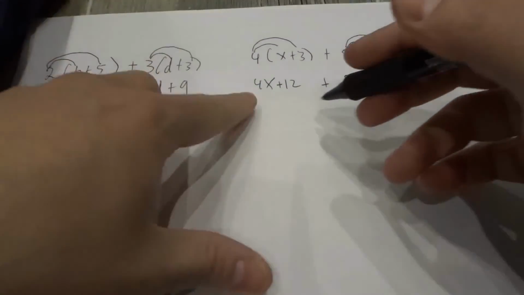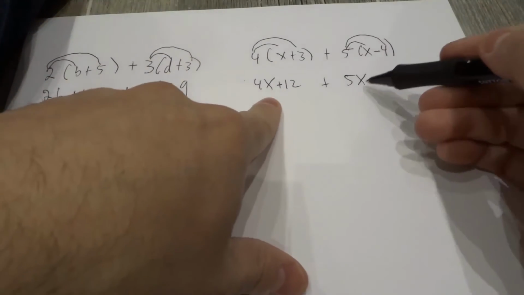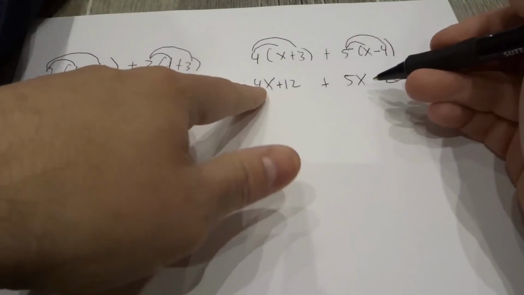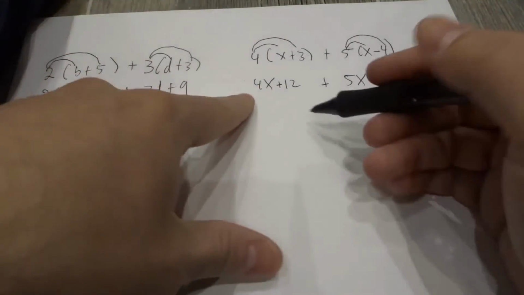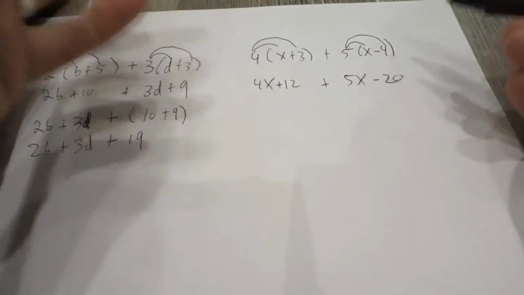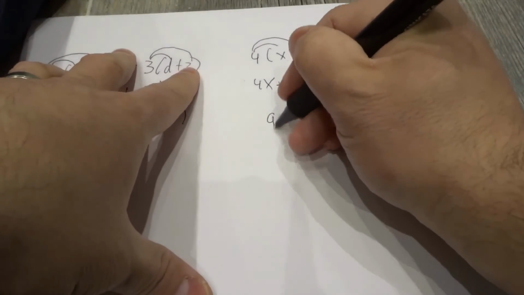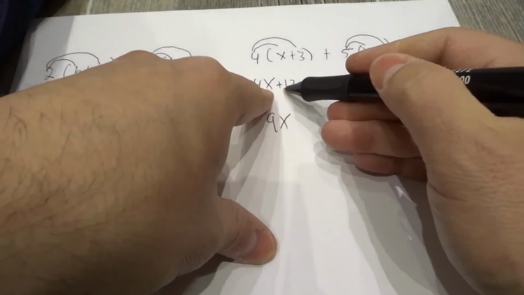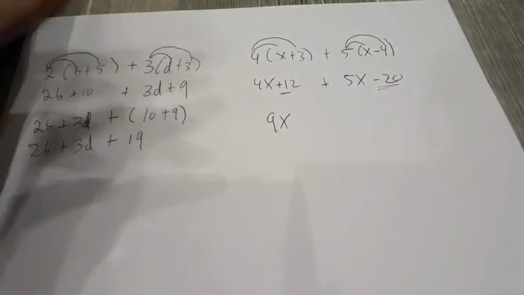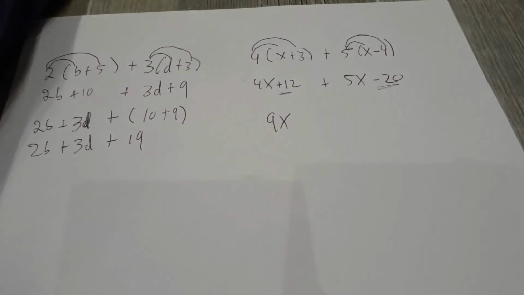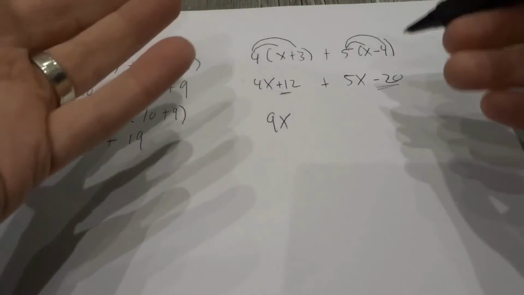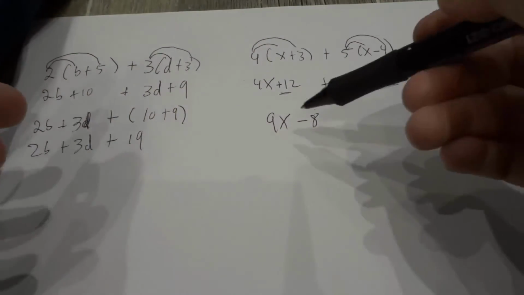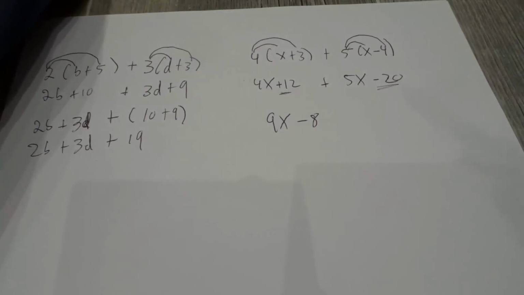Very simple. Now what we're going to do is we're going to combine the like terms. 4x plus 5x is 9x, because 4 plus 5 is 9, and they both have x's right there. So we have 9x, okay? Now we just need to look at these two terms here, the positive 12 and the minus 20. So we have plus 12 minus 20. So 12 minus 20 is a negative 8. So negative 8 is what we put there. There you go. 9x minus 8 is our final equation.